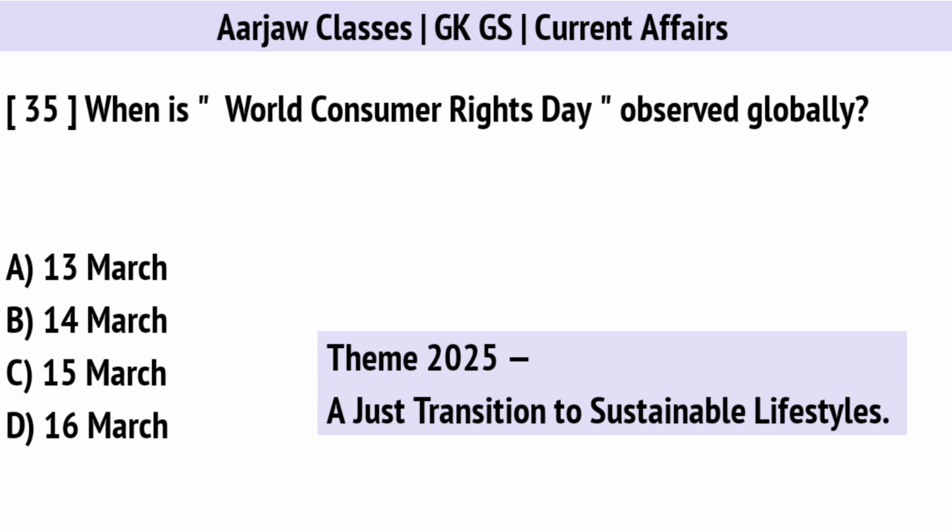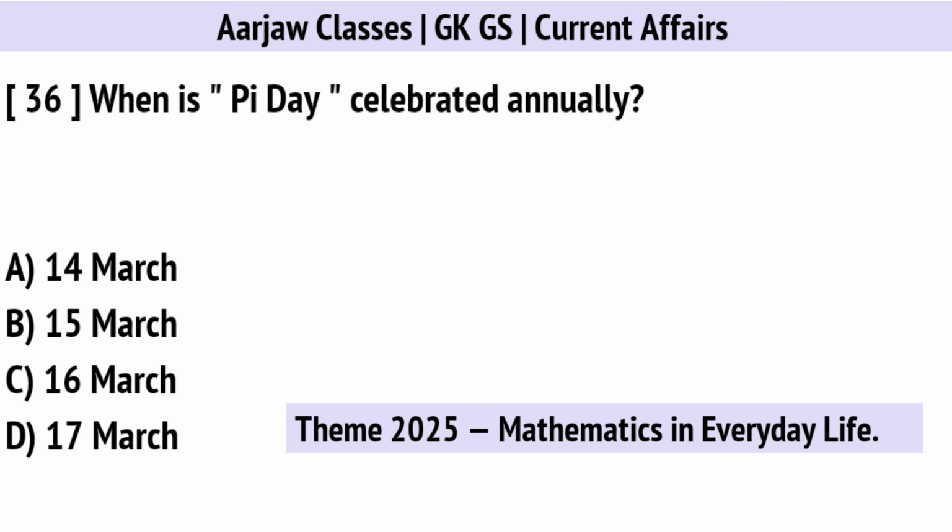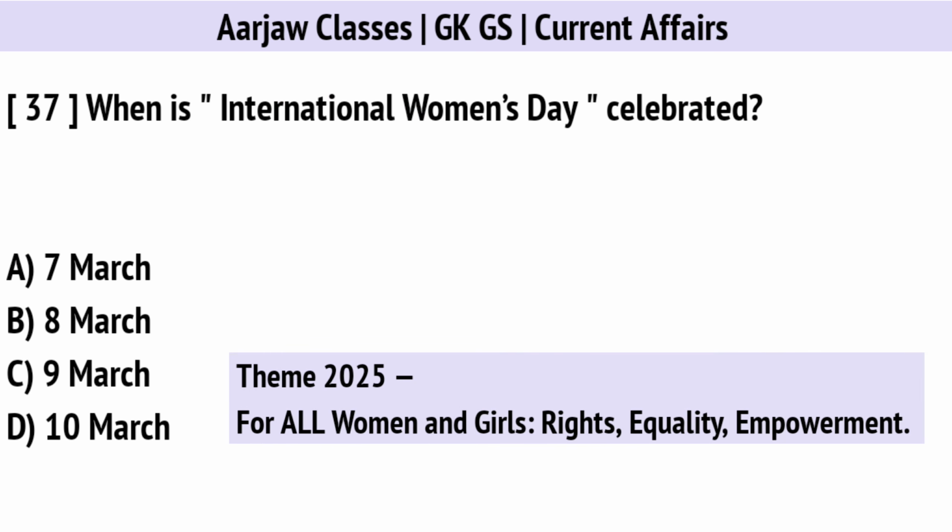When is World Consumer Rights Day observed globally? Correct option is C. On 15th March. Pi Day celebrated annually on which date? Correct option is A. On 14th March. When is International Women's Day celebrated globally? Correct option is B, 8th March.